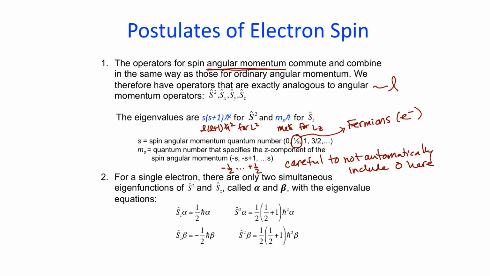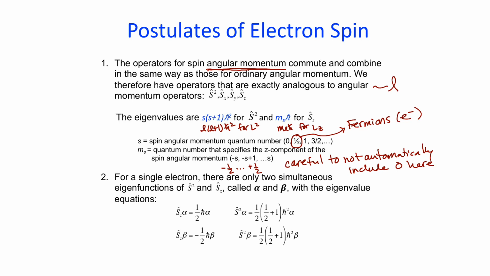Okay, and last but not least, our second postulate states that for a single electron, there are only 2 simultaneous eigenfunctions of the total spin angular momentum and the z component of the angular momentum, and they are called alpha and beta, with the eigenvalue equations as shown below. Remember these are the eigenfunctions. We just talked about the eigenvalues, so these are your measurable quantities. These are the eigenfunctions that our operators are going to act on. So here are our eigenvalue equations.